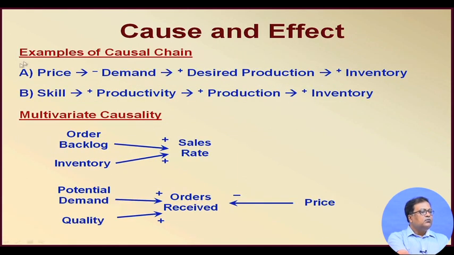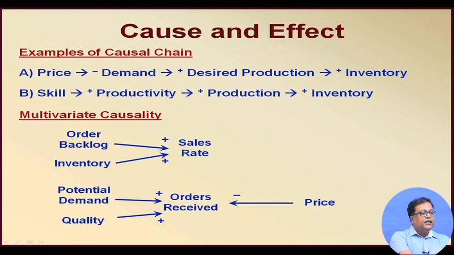But there could be a chain also, like more price, less demand, less desired production, less inventory. When you read, please be careful about what it means. When you read demand and desired production, you read only these two, do not see anything else. So, more demand, more desired production. Similarly, more desired production, more inventory. Inventory means stores. Similarly, more skill, more productivity. Then look only at this, more productivity, more production, more inventory.